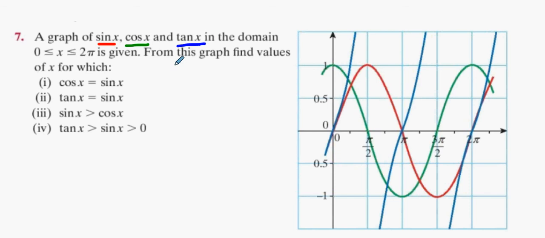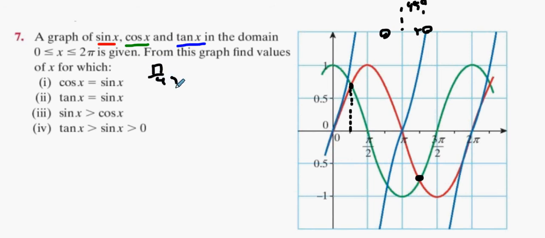From this graph, find values of x for which cos x equals sine x. When does cos x equal sine x? Well, when do the red and the green curves hit each other? 1, 2. There's 2 values. Now, you'll see that this is roughly halfway between 0 and pi over 2. If that was halfway between 0 and 90, you would say the answer is 45 degrees. So halfway between 0 and pi over 2 is pi over 4.